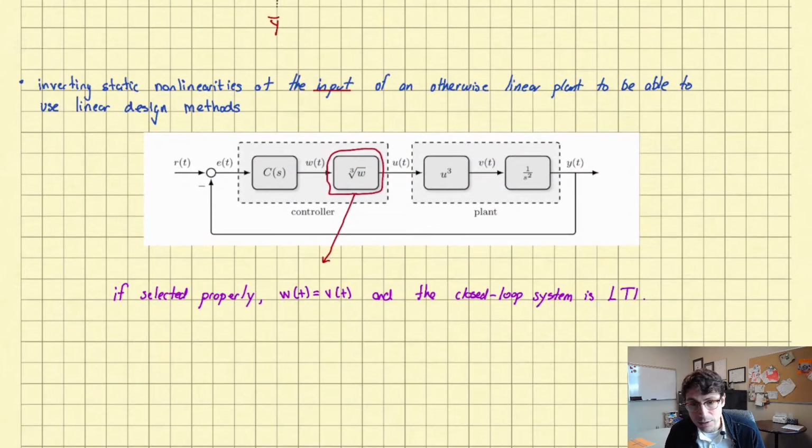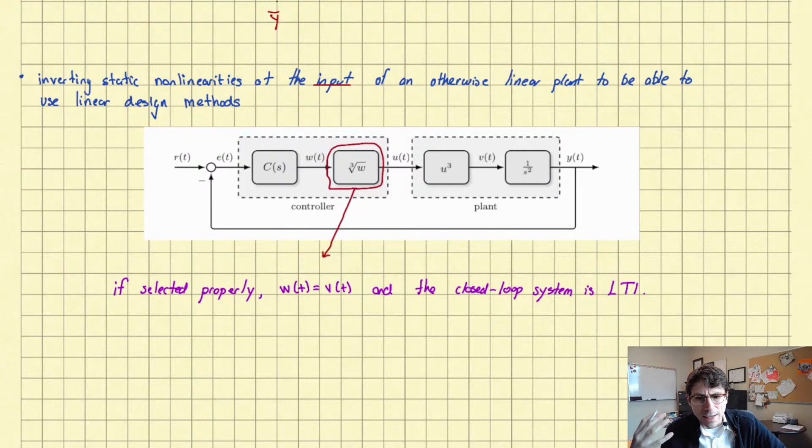Then we started talking about a different conceptual idea, and that is this notion of canceling out or inverting nonlinearities. It's conceptually very different than what we did before, but the outcome is sort of the same. Conceptually it's different because we're not doing an approximation here. What we're trying to do is to invert the nonlinearity at the input of an otherwise linear plant to be able to use linear design methods. Here's a picture of the type of controller that you would get using this approach. You select this block here in your controller. By the way, this is the example from the notes, which is slightly different than what we did in class, but the idea is the same.